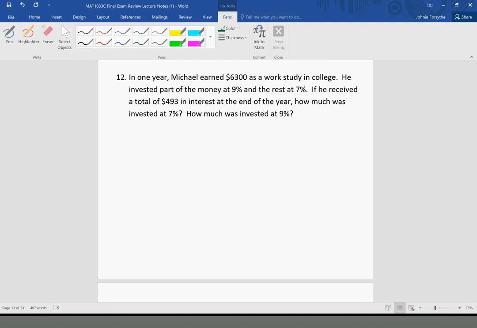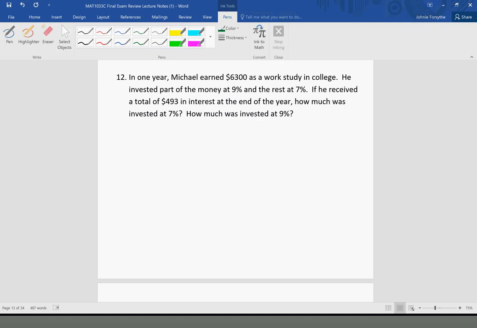Okay, so I'm going to try to talk slow so you can kind of jot this down. I think most of the intermediate algebra teachers do problems like this. I know in my class I definitely do. You'll definitely have one in the final. This is a system of equations with a word problem dealing with interest.